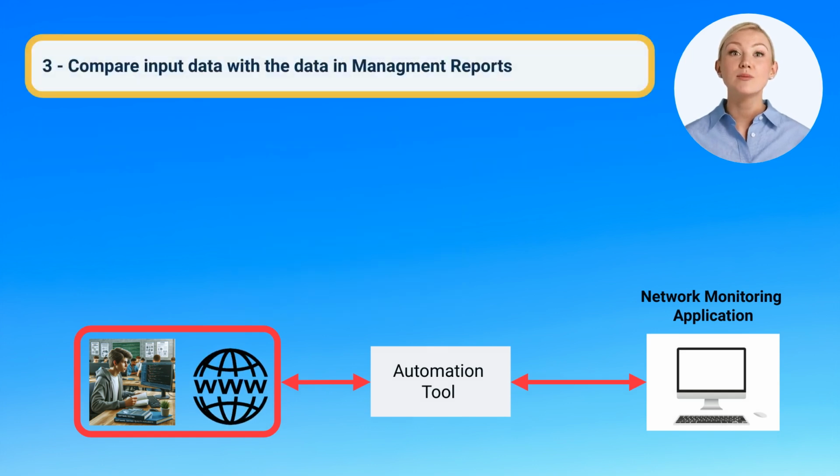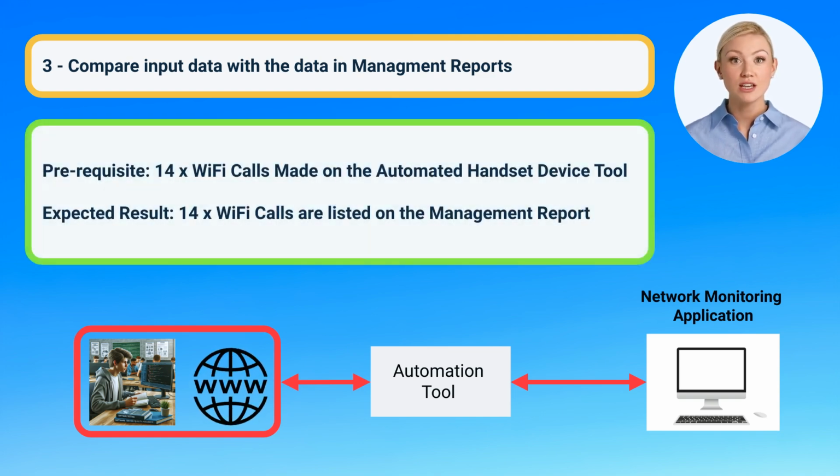The third and most complex automated tests would ensure that voice calls made on the handsets will pass through the network and exactly match the number of calls on the network monitoring reports. Notice the use of prerequisite in this test. We would also need accurate and reliable input data.